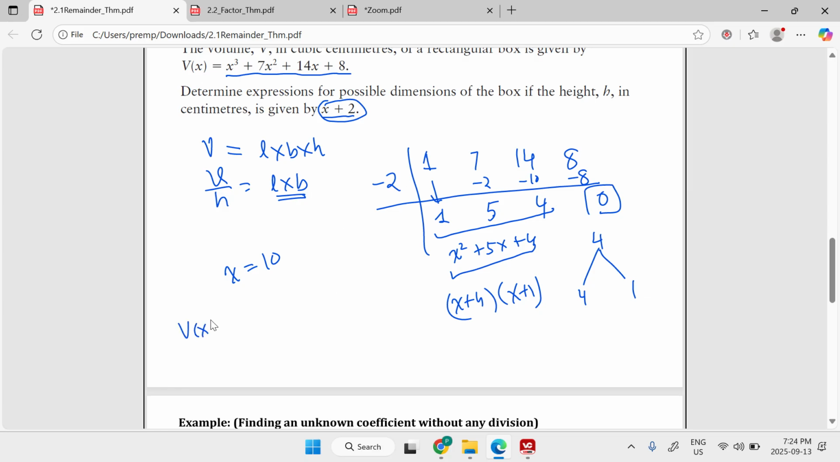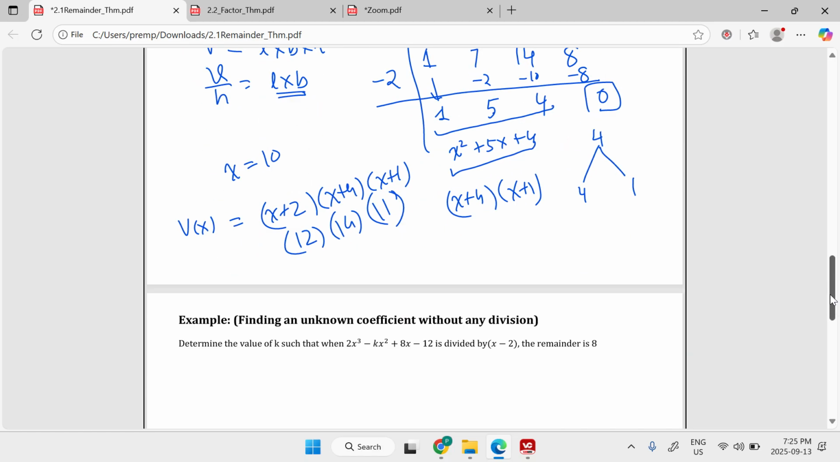So we can write now that the V(x) expression will become x plus 2 and then x plus 4 and then x plus 1. So if the value of x is 10, then the dimensions are 12, then 14 and then 11, and you just multiply them, you will get the volume. Okay, and then we can also move forward.